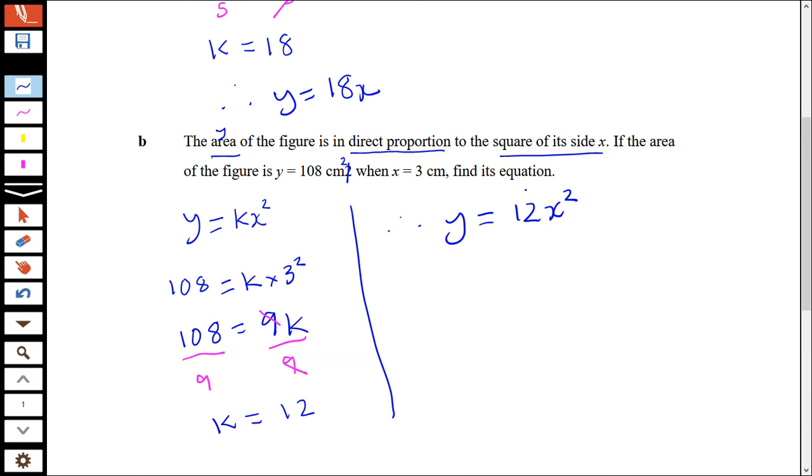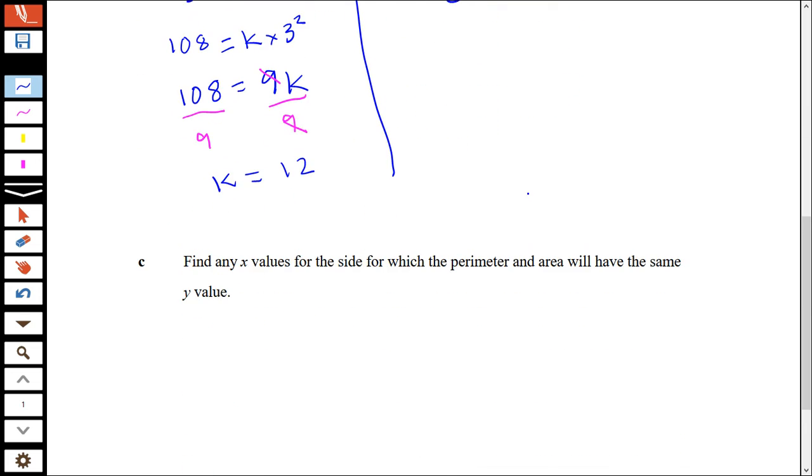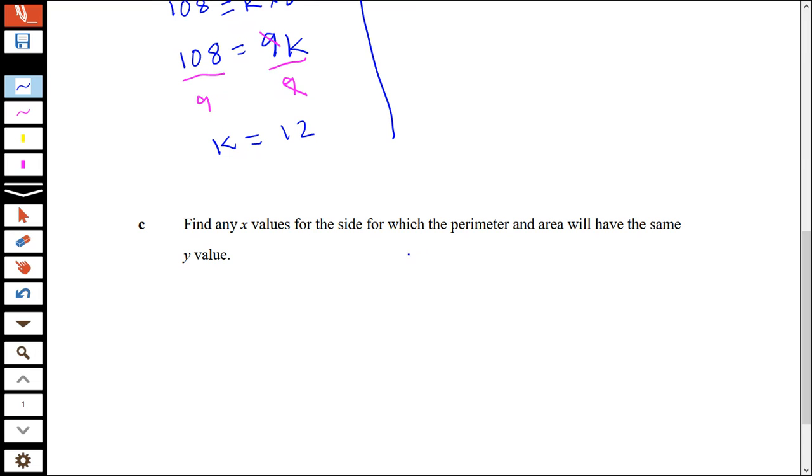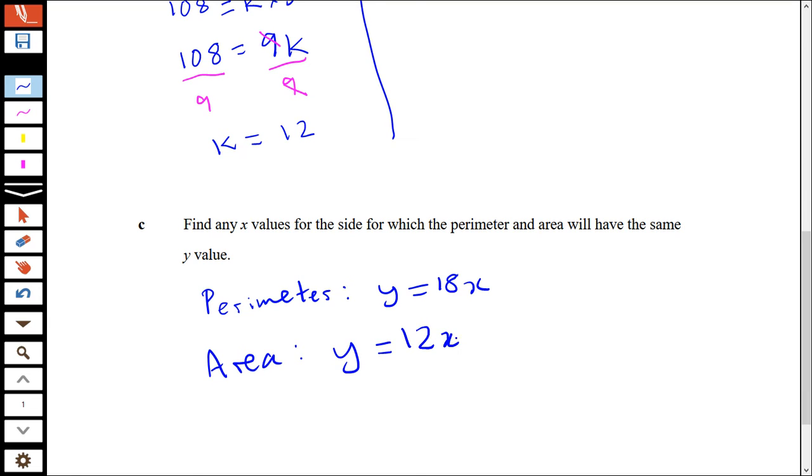All right, now the last question says, find any x value for which the perimeter and area will have the same y value. All right, so we've already worked out our perimeter equation. Okay, we already worked that out. That was y equals 18x. And we also worked out the area equation, and that was y is equal to 12x squared.